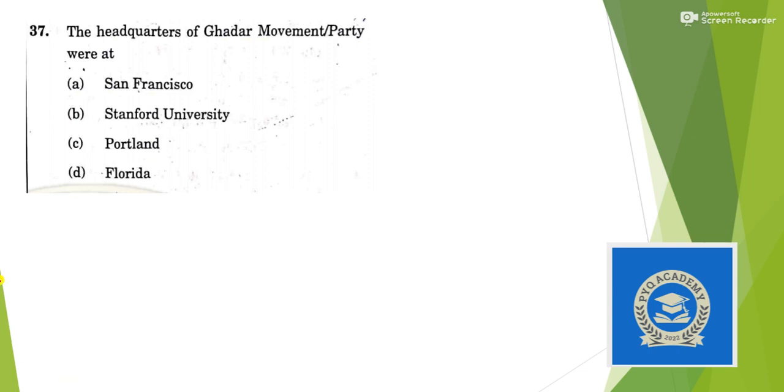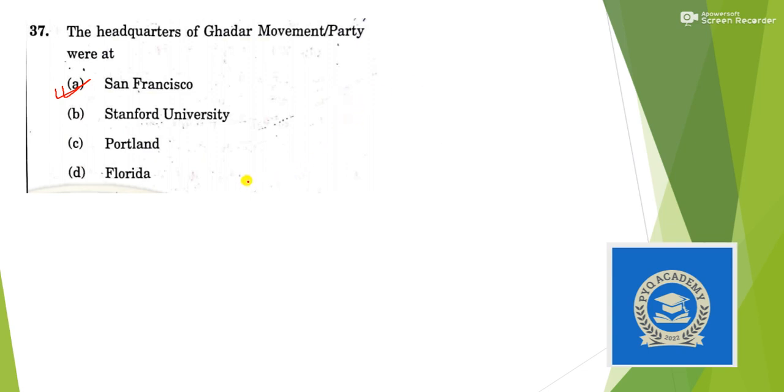Next, the headquarter of Gadar movement, again from Spectrum. Answer is option A, San Francisco. Actually, I do not have the PDF of Spectrum, so I am not able to provide you the images.